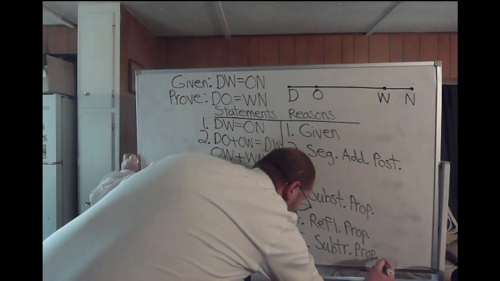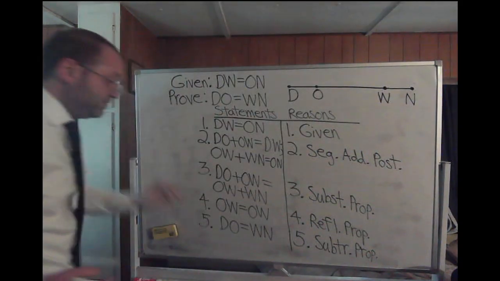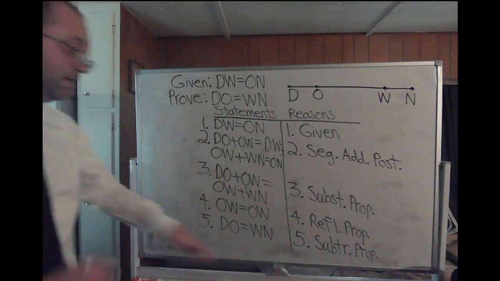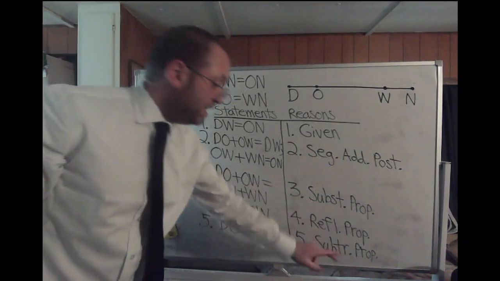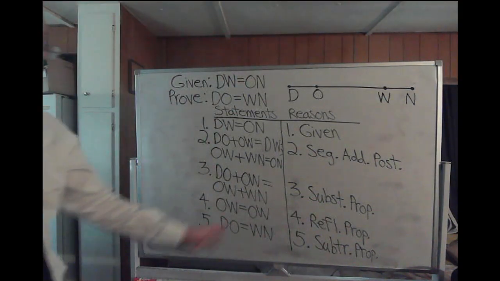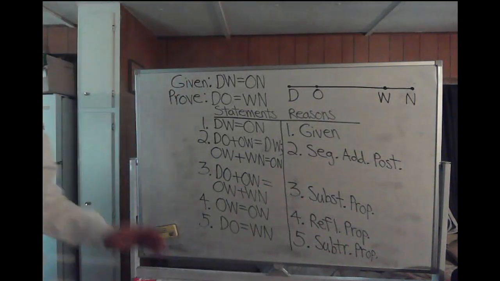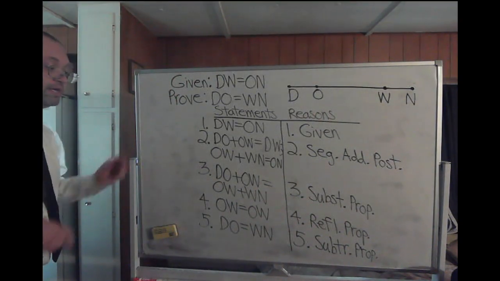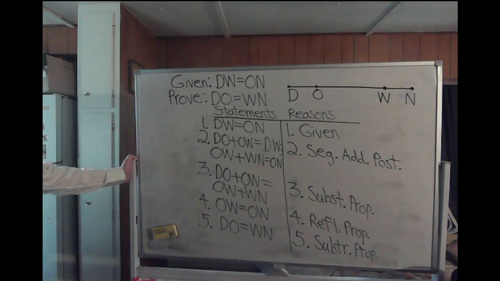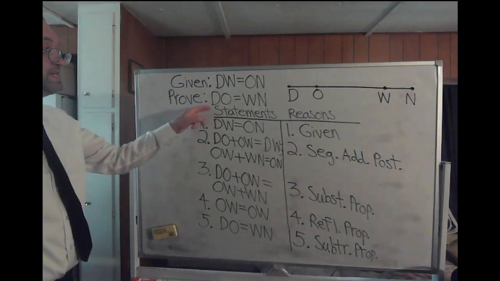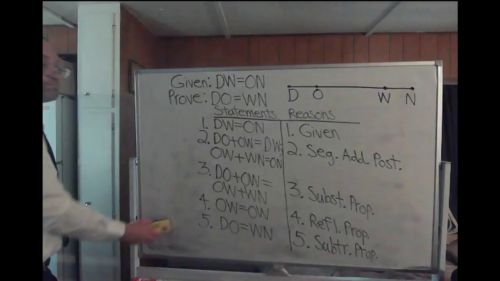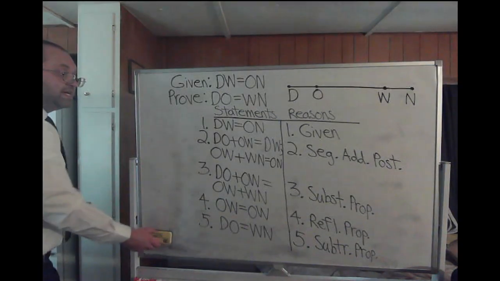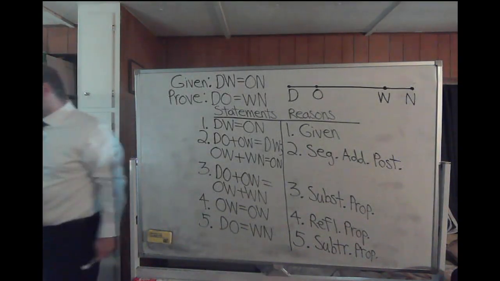So it came down to some simple subtraction to prove that DO equals WN by the subtraction property. You see, we use substitution and subtraction in the same proof, so that's why it's important to abbreviate it properly. So yes, we proved that DO does in fact equal WN. So if you want to take notes on this one, I'll give you a second.